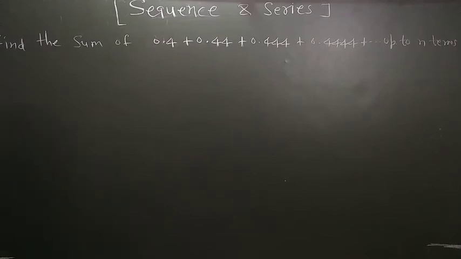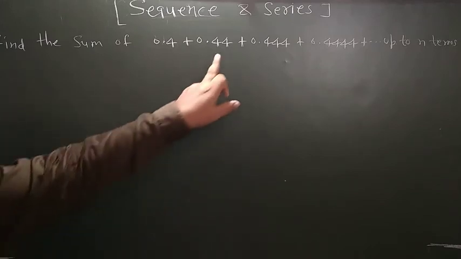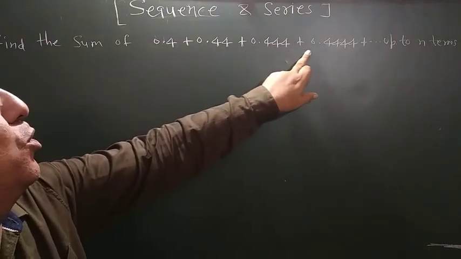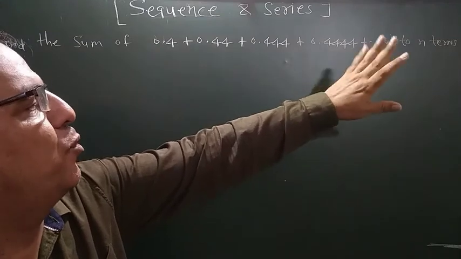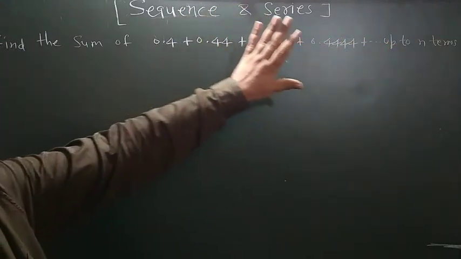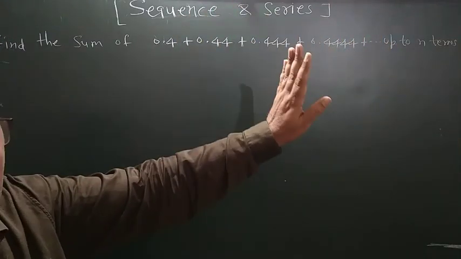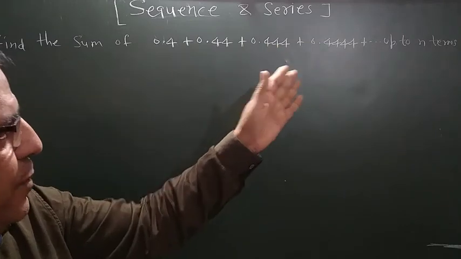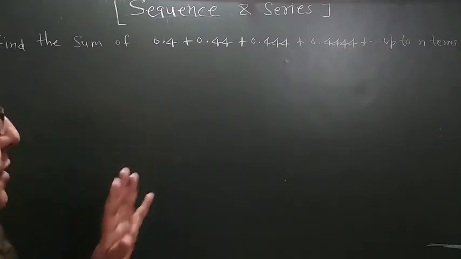Now I am taking one more question from this type of variety. Find the sum of 0.4, 0.44, 0.444, 0.4444 up to n terms. This is again not in GP. So first we convert the sequence into GP and after it we find the sum of n terms.